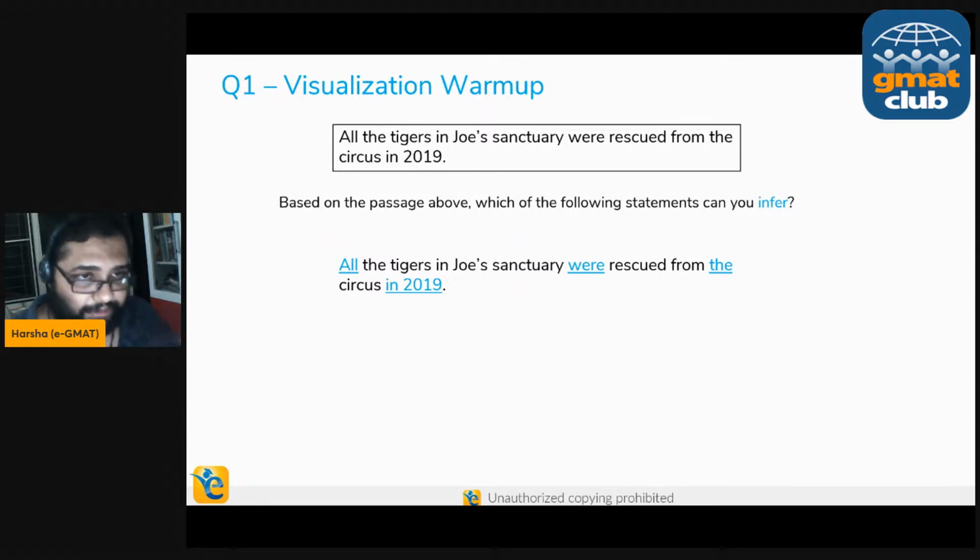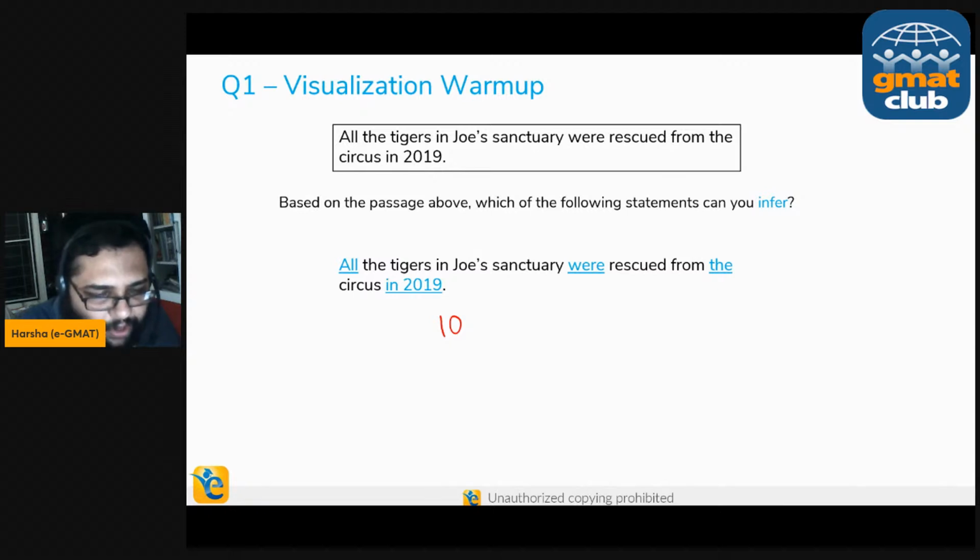So what is visualization? Remember, understanding all those nuances. If you read it like a storybook, you're going to miss some of these words. This is a simple example, but we are going to build up to harder examples with full length questions. So here's how you do it. All the tigers in Joe's sanctuary were rescued from the circus in 2019. So all the tigers in Joe's sanctuary. So there is this Joe's sanctuary. There are tigers there. Let's put a number to it to understand the idea very easily. I like using numbers in CR. So let's say there are 10 tigers in Joe's sanctuary.